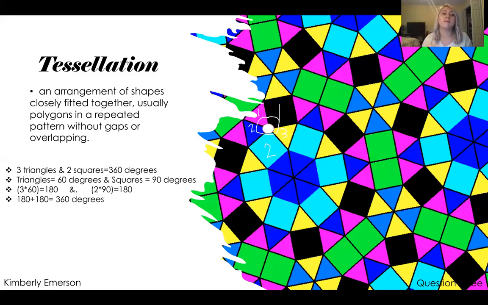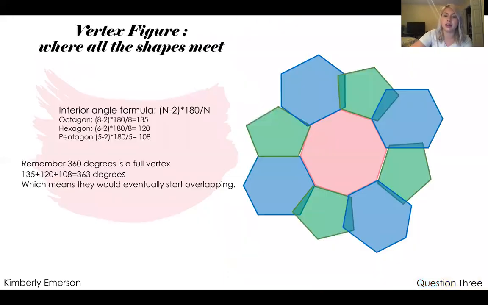So our triangles must be 60 degrees and our squares must be 90 degrees. We have 3 triangles, so we multiply 3 times 60, which gives us 180 degrees. And we multiply our 2 squares by 90, and that also gives us 180 degrees. And 180 plus 180 is 360 degrees. So we can see that that can work, and using tessellation is better than just guessing like this.